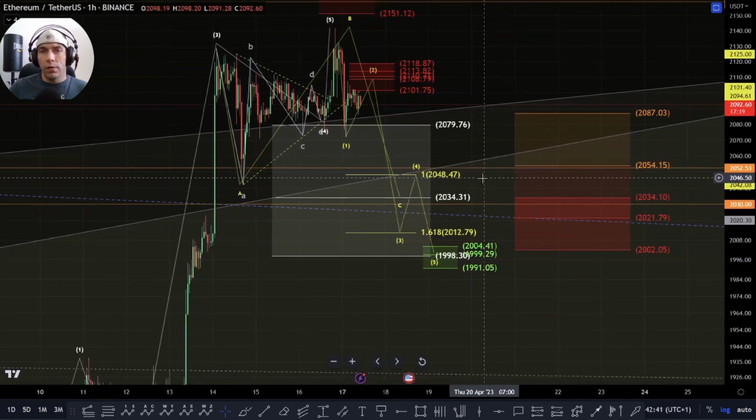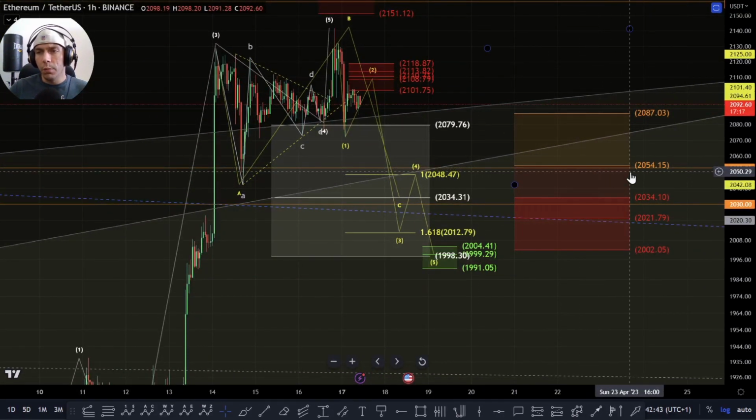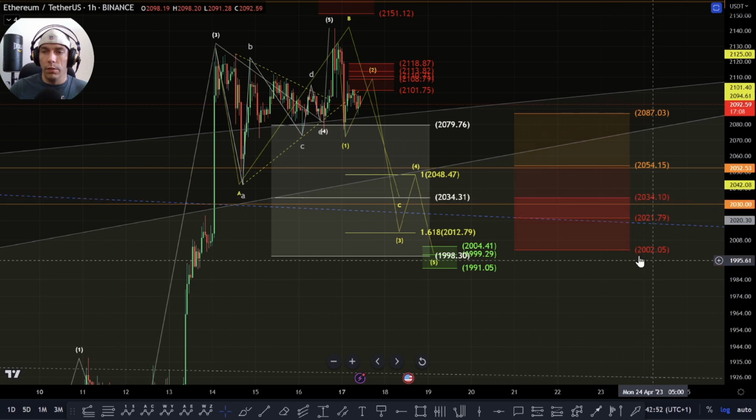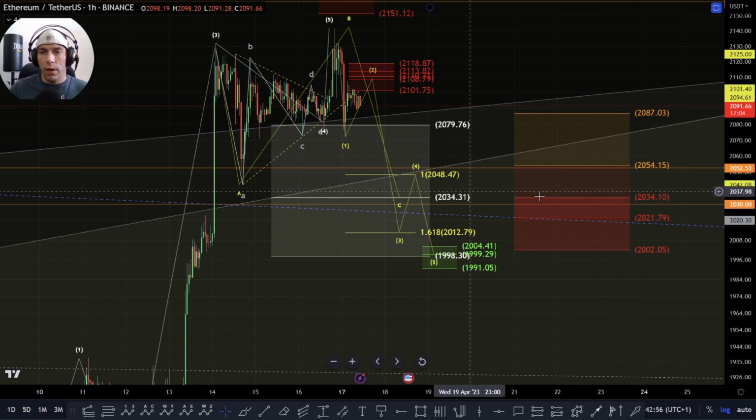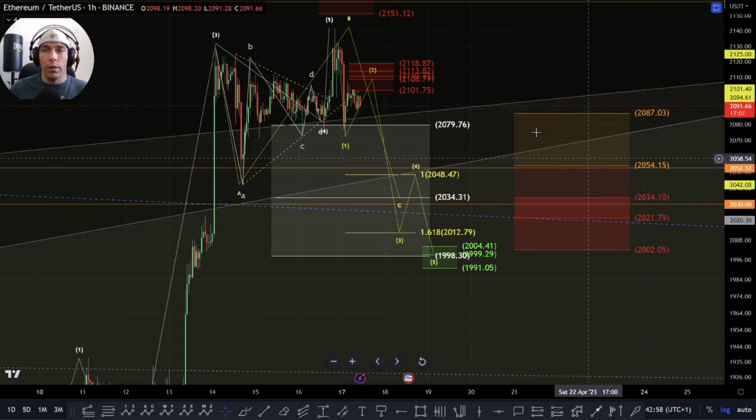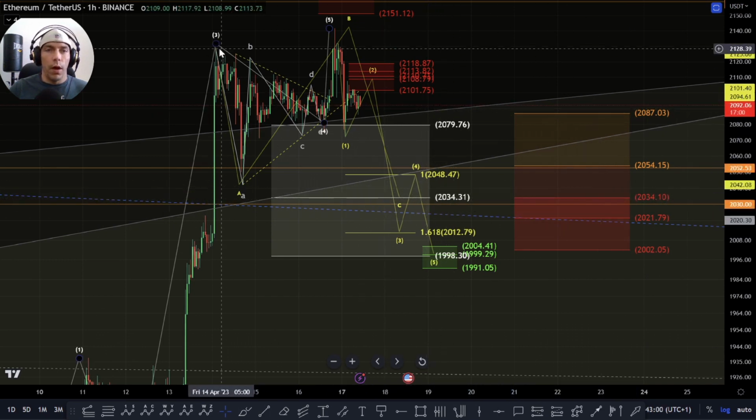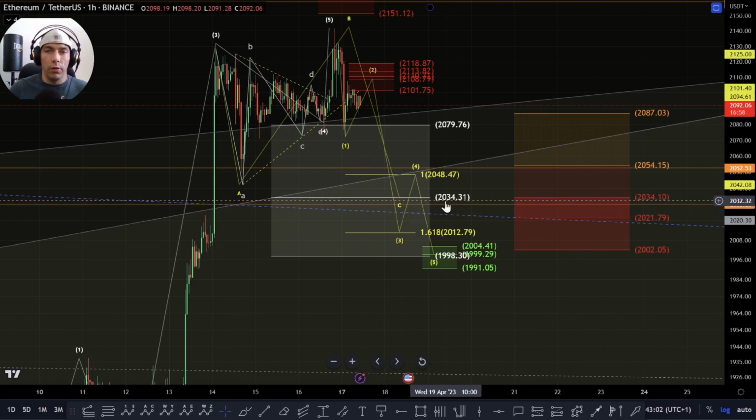So if this does fall short, however, some potential targets would be this 1-to-1 here, this 2054, and then basically anywhere really from this 2034 to this 2002 range. So we can see there's also some overlap here, between this 2034 and this 0.382, which is sitting here at this 2034 as well. So we'd have to just keep an eye on this.